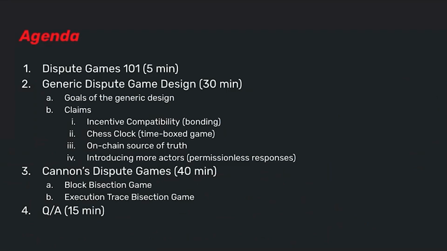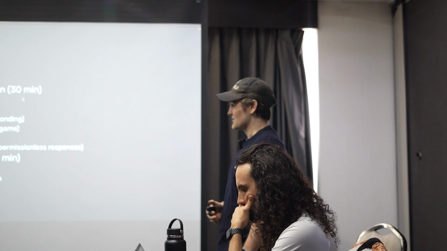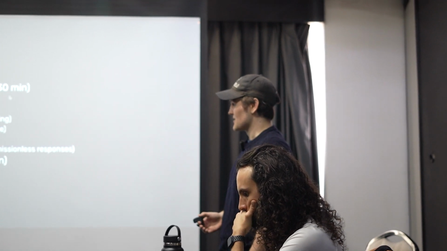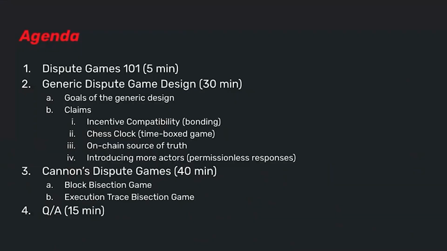And then we're going to build up on some pretty simple concepts, which is incentive compatibility, bonding, the chess clock, which allows us to have this time-boxed game, and then also the on-chain source of truth, and introducing more actors. Going forward, we're basically going to cover Canon's dispute games, so how this generic design can actually be implemented to be used with Canon, and that will cover the block hash bisection game as well as the execution trace bisection game.